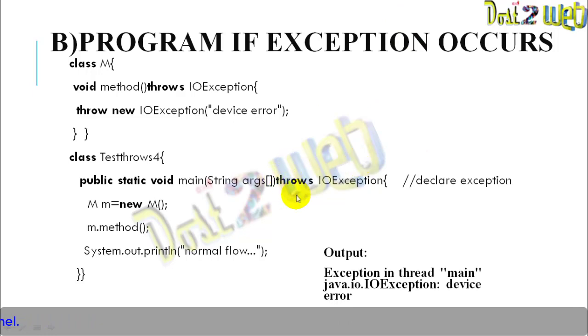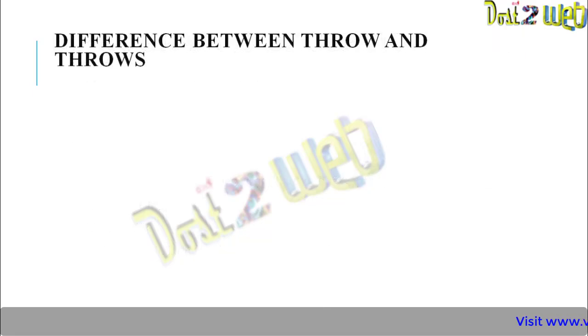You are going to get the output as an exception in thread, that is IOException: device error. You get this device error because the exception is occurring here. So this is another situation.